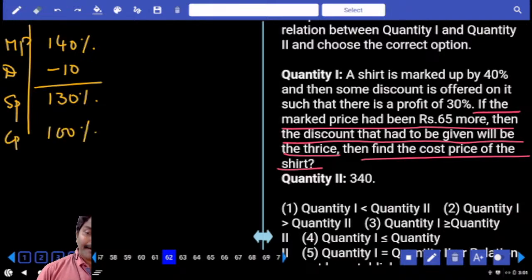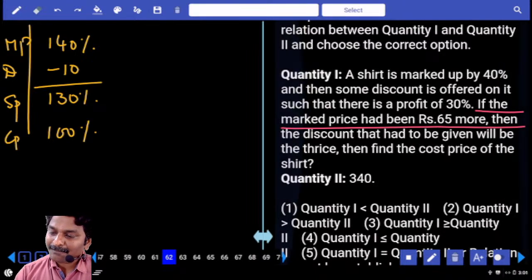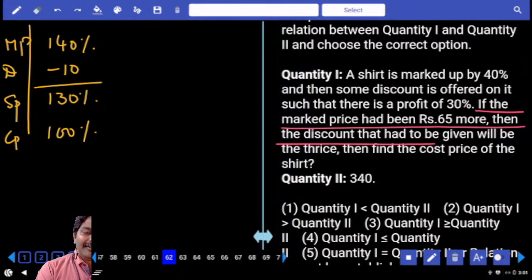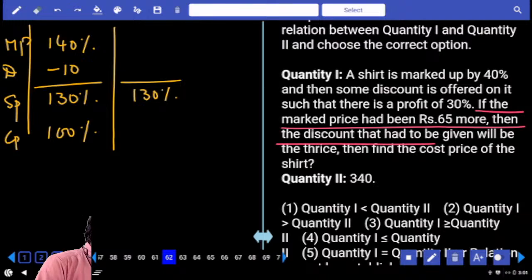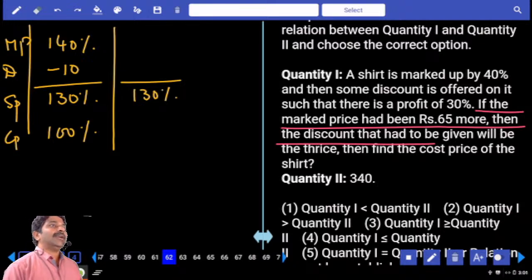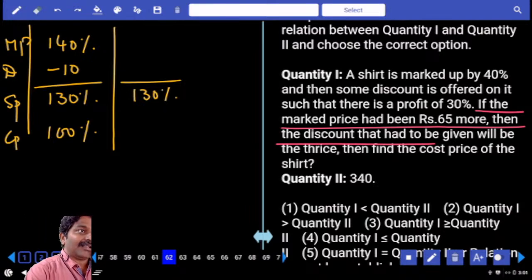Am I right? Okay. Now see the underlined statement, this is the second case. Finally, in both cases, selling price must be equal to 130% only. Because they are not talking about the selling price, they are talking about only discount and then market price. If the market price is 65 rupees more, discount would be thrice of it, and we were asked to calculate cost price. So that means in both cases, selling price must be 130 only. Whatever the increase in market price we have, the same must be added to the discount, then only you will get the same selling price.